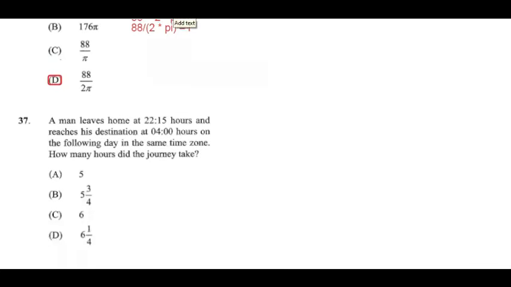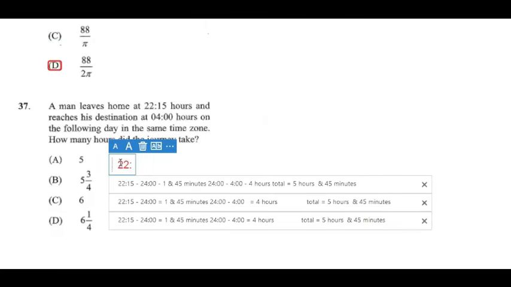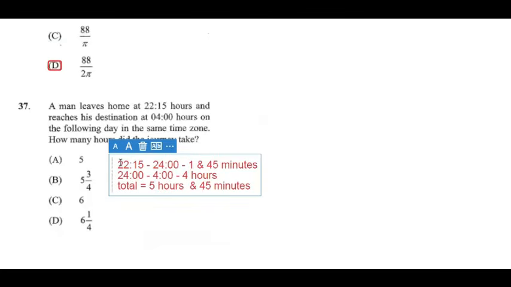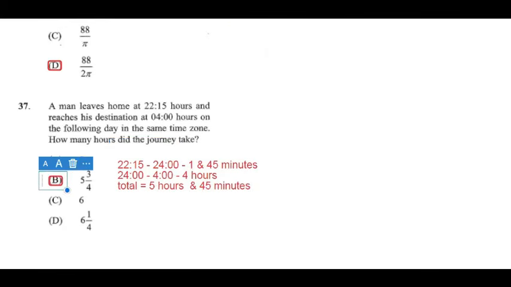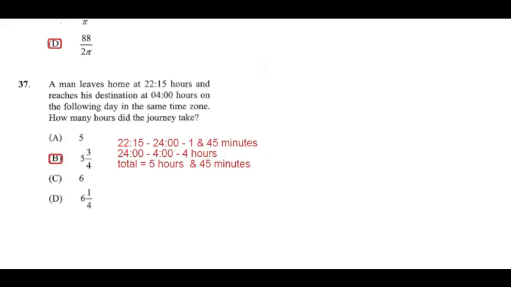A man leaves home at 10:15, which is the same as 22:15 hours, and reaches his destination at 4 hours, which is 4 a.m. on the following day in the same time zone. How many hours did the journey take? I think since we've been working, this question has only been repeated once. So it is 10:15 to 12 o'clock, which is 1 hour and 45 minutes, and 12 to 4 is 4 hours, so therefore total is 4 plus 1, which is 5, so it is 5 hours and 45 minutes, and 45 minutes the same as 3/4, so therefore answer 37 is B, and we're moving right along.